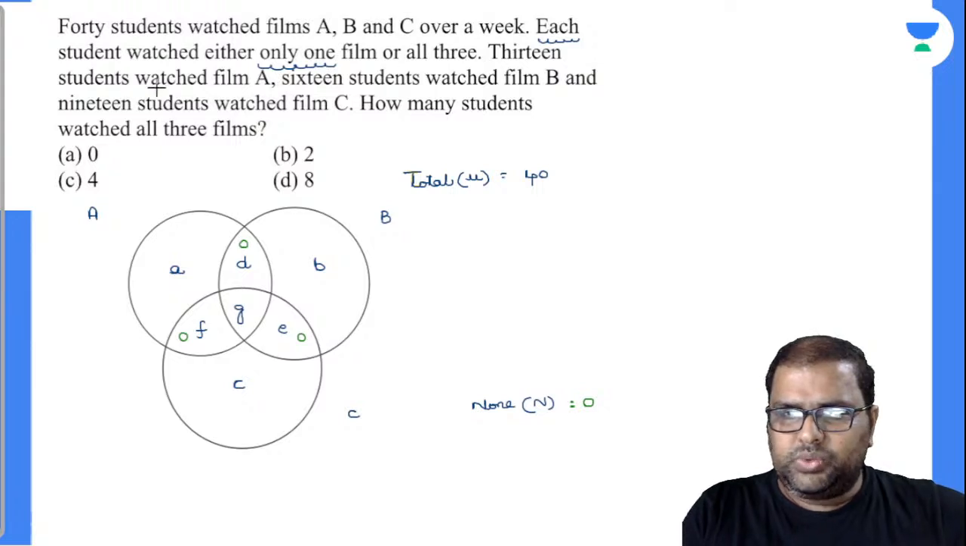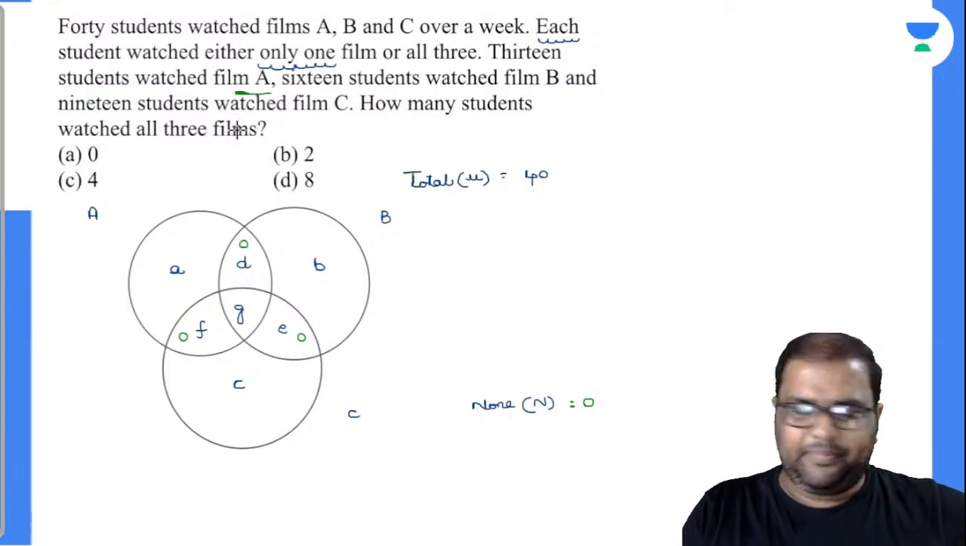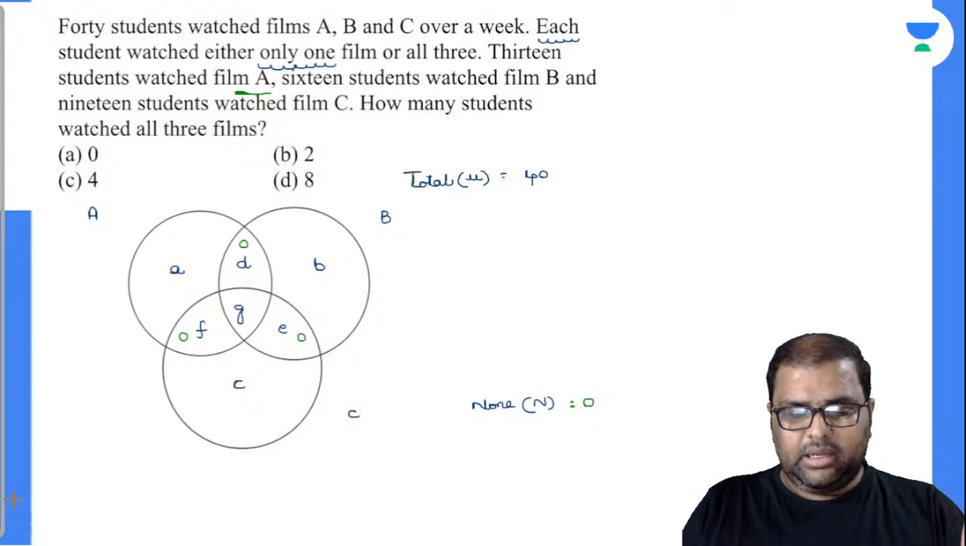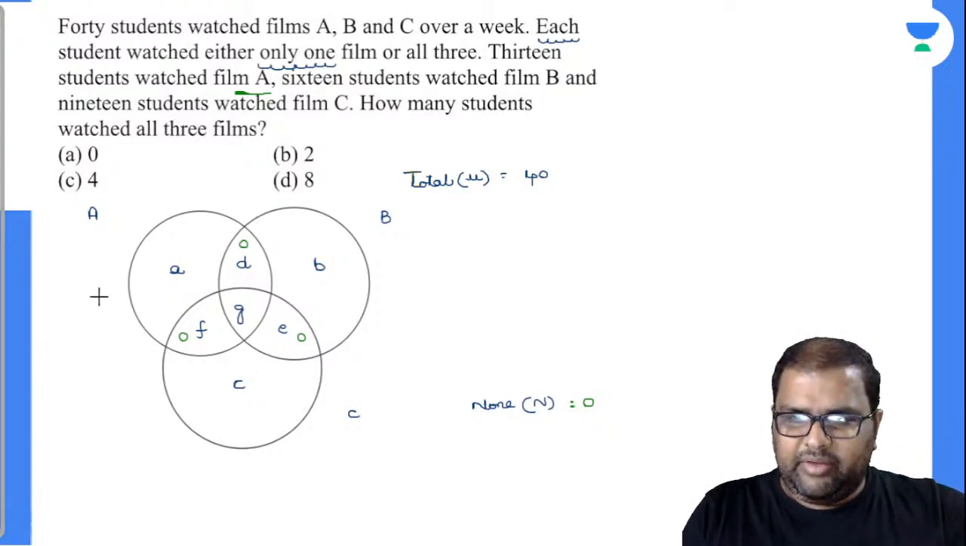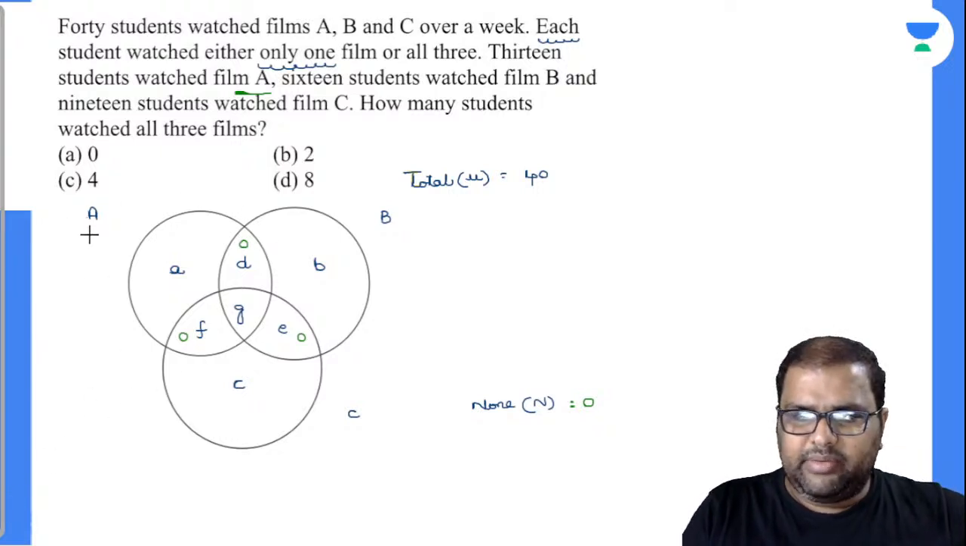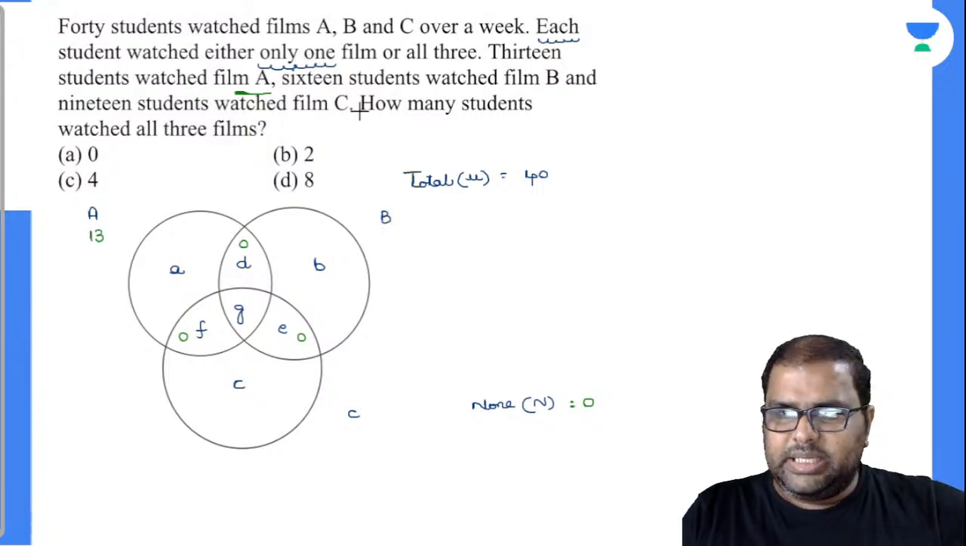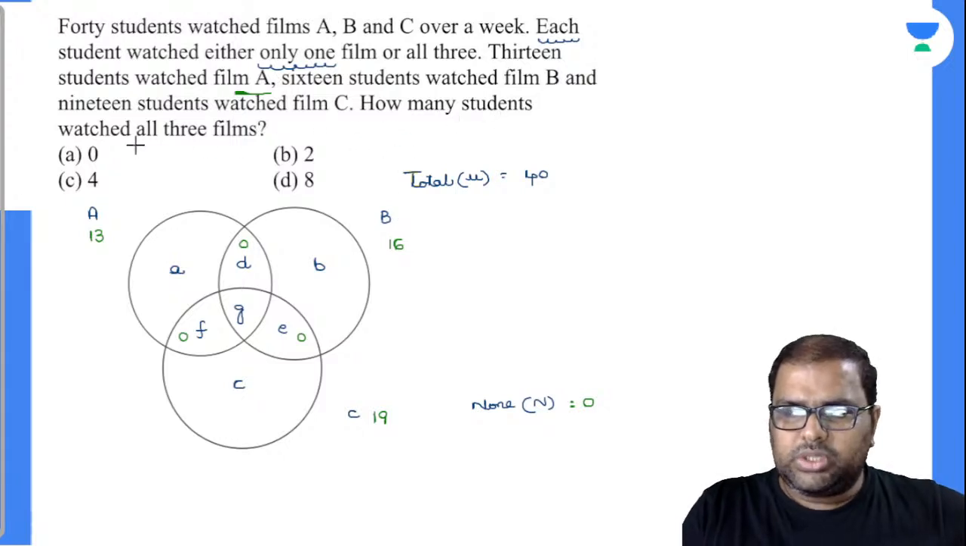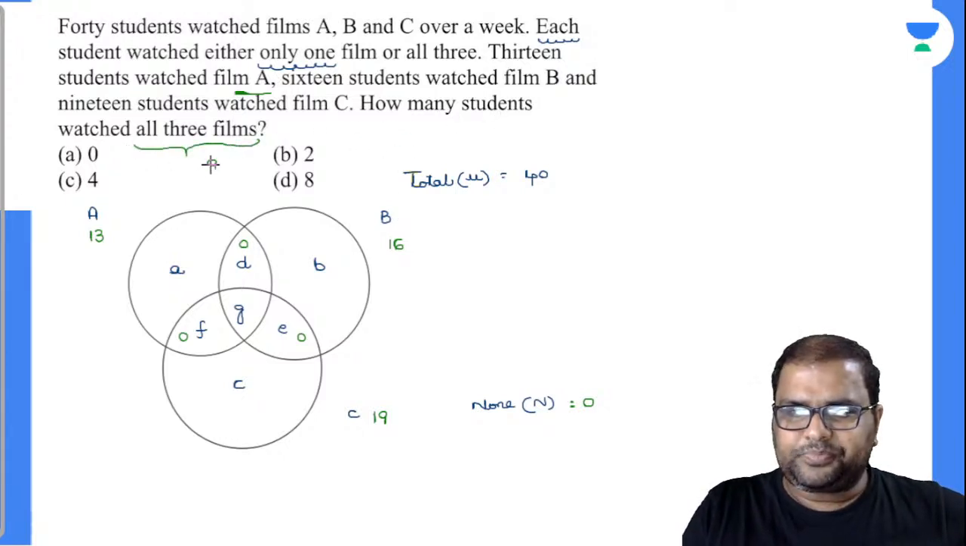Now, 13 students watched film A. Now observe here, this is not only A. It is not given only A. Completely A. So the entire circle value is nothing but equal to 13. This is what is given. Come to the next one. 16 students watched film B. So B value is 16. And 19 students watched film C. So C value is 19. How many students watched all the 3 films? Your G value is the question asked.